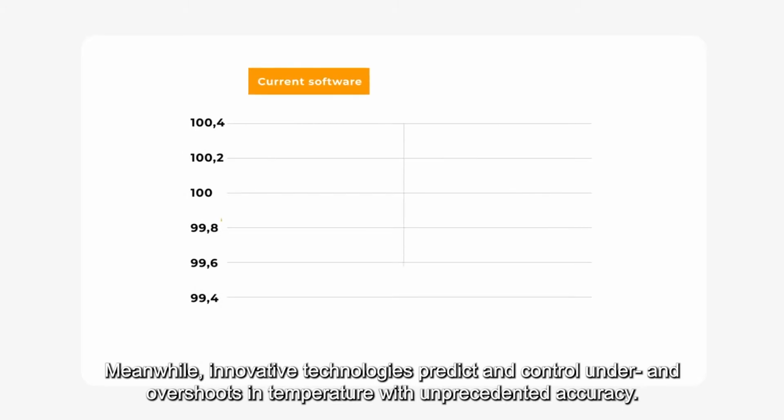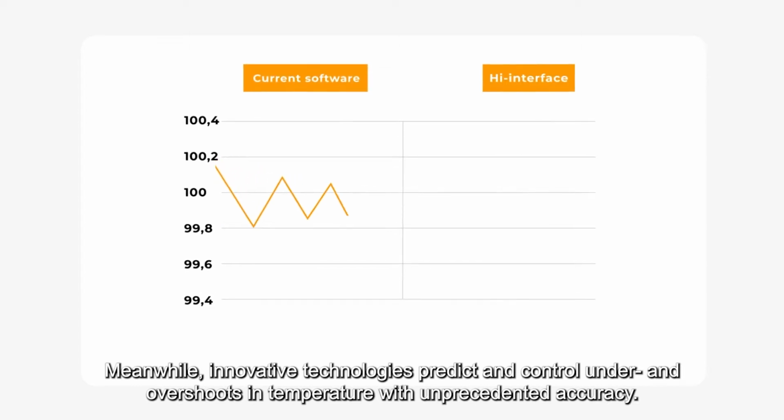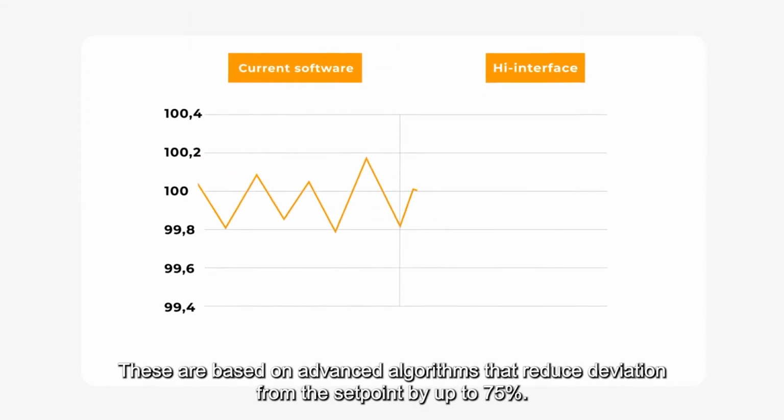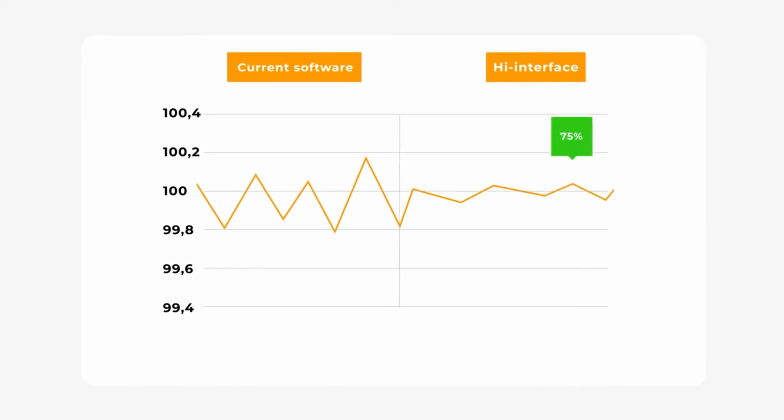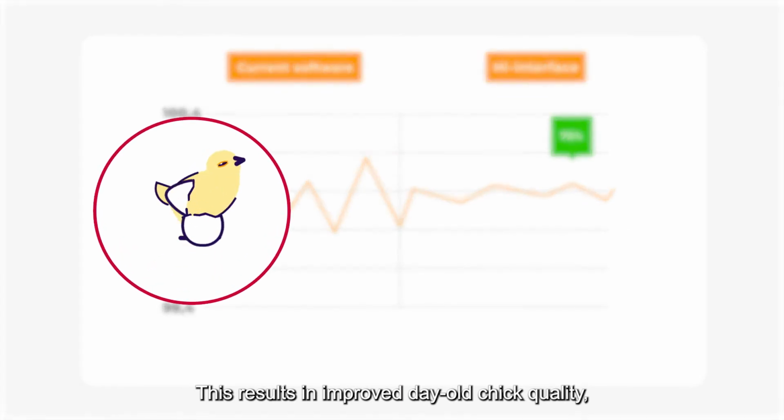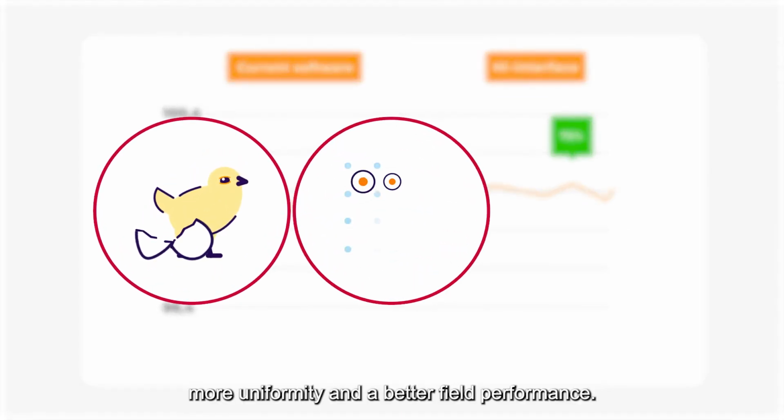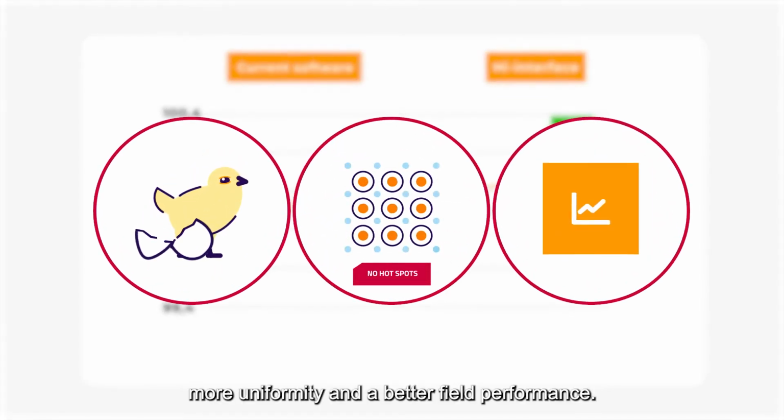Meanwhile, innovative technologies predict and control undershoots and overshoots in temperature with unprecedented accuracy. These are based on advanced algorithms that reduce deviation from the set point by up to 75%. This results in improved day-old chick quality, more uniformity, and a better field performance.